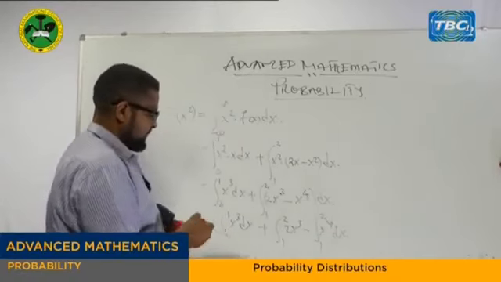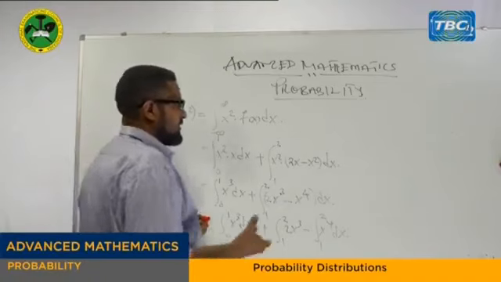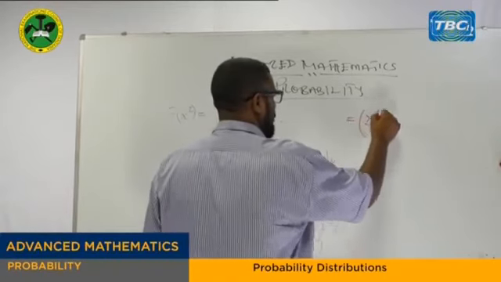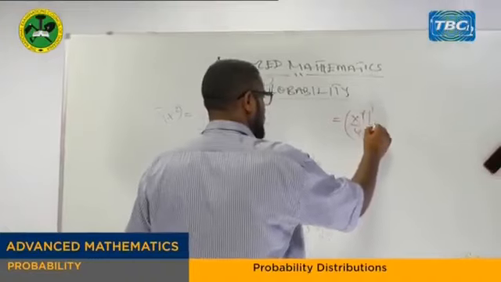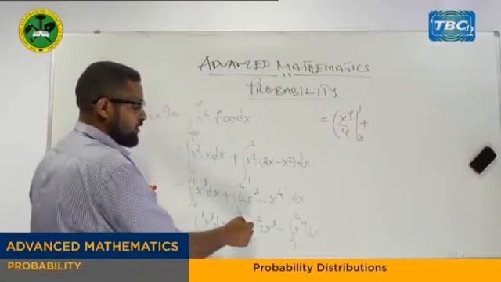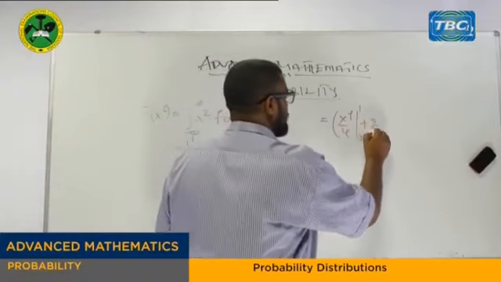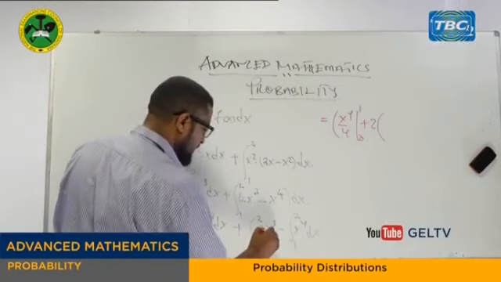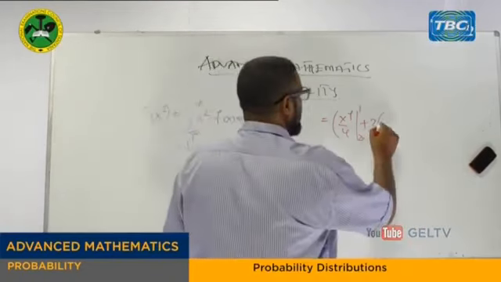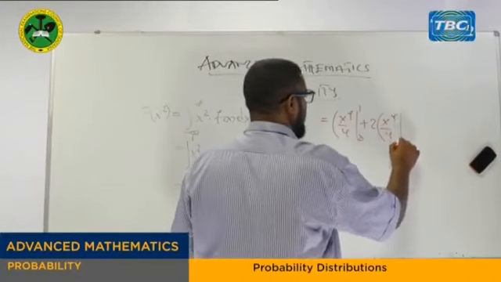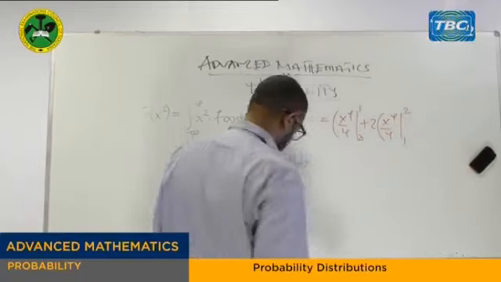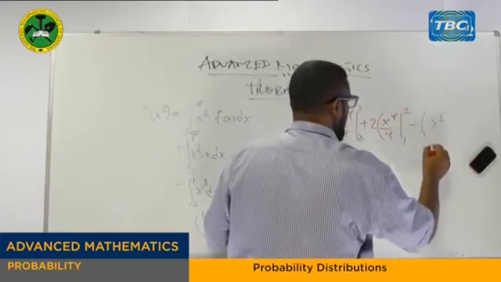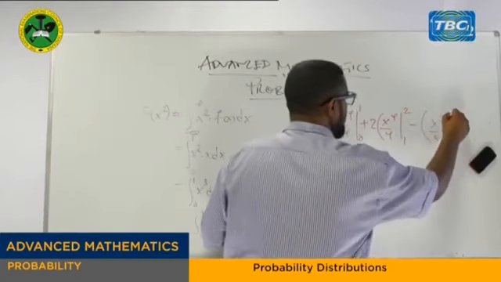Thereafter, let's integrate. If we integrate the first part, it will give you x power 4 over 4 from 0 to 1 plus, because this one is a constant number, take it out. So it is 2 times the bracket of, when you integrate x power 3, here there is dx, it will be x power 4 over 4, again from 1 to 2. Lastly, it will be minus x power 5 over 5 from 1 to 2.